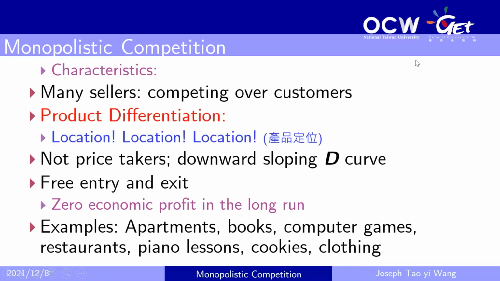Piano lessons. Each piano tutor is different. In some sense, all of these tutors are teaching you how to play the piano, but it's different. Clothing. Actually, if you think of it, almost all of the products that we see on the market are differentiated products. If you go to buy, say, toothpaste, there's Colgate, there's Sensodyne, there's Darlie, White Man.